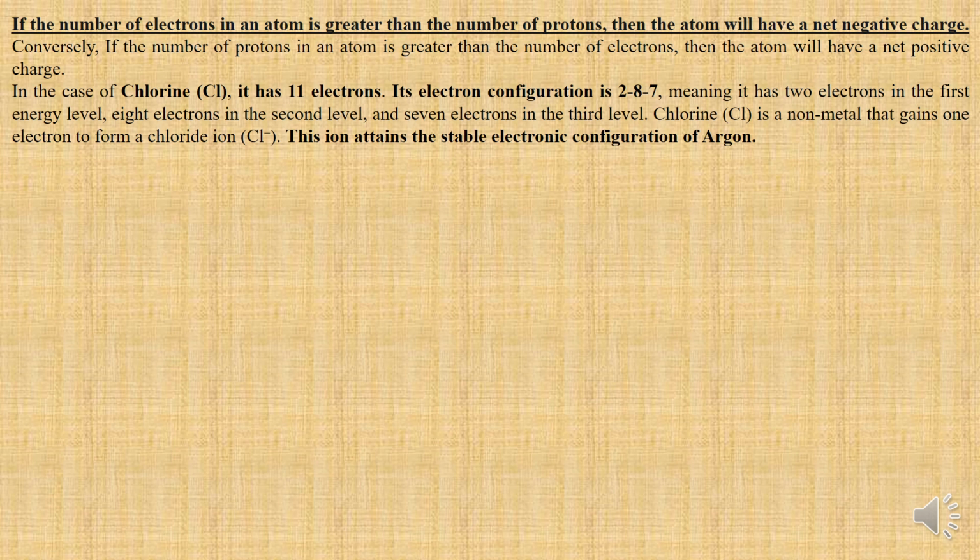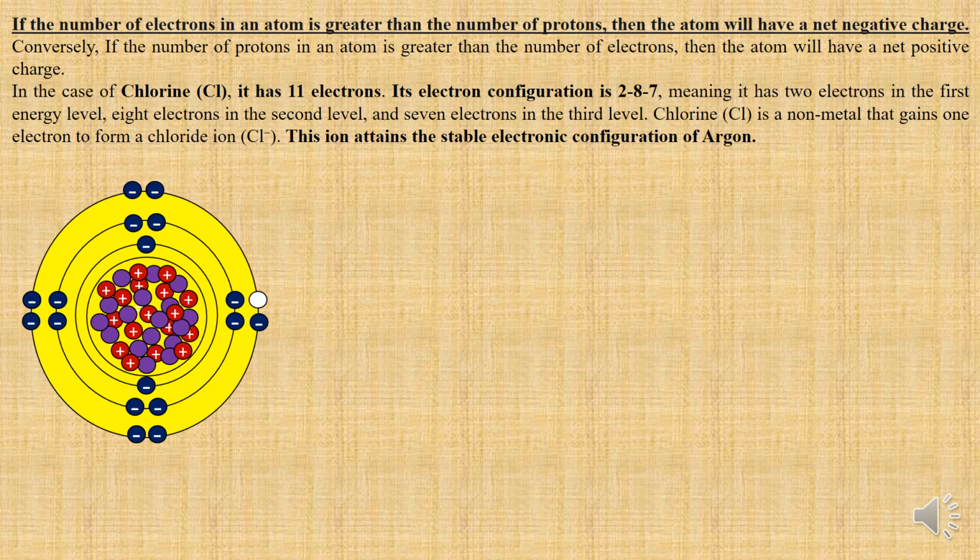In case of chlorine, it has 17 electrons in the respective shells, and its electronic configuration is 2, 8, 7. That's to say, it has 2 electrons in the first energy level, 8 electrons in the second, and 7 electrons in the third level. So chlorine is a non-metal that gains 1 electron to form chloride ion. And this we have already discussed in detail, why it attains the electronic configuration of argon, and it does so by gaining an electron from sodium.